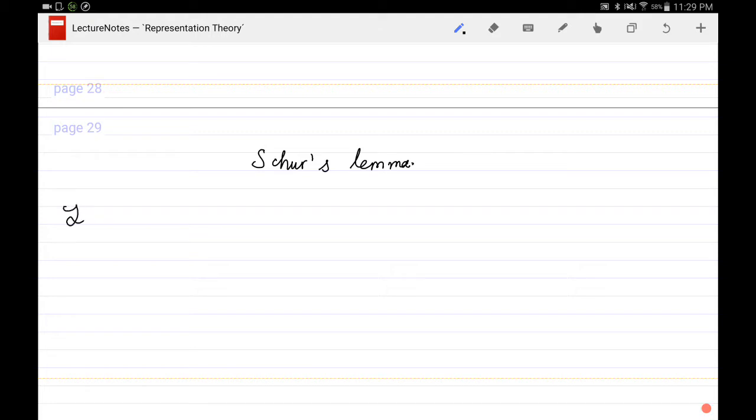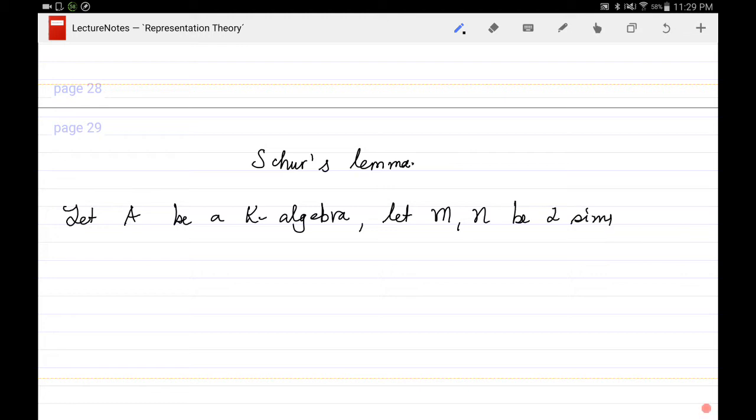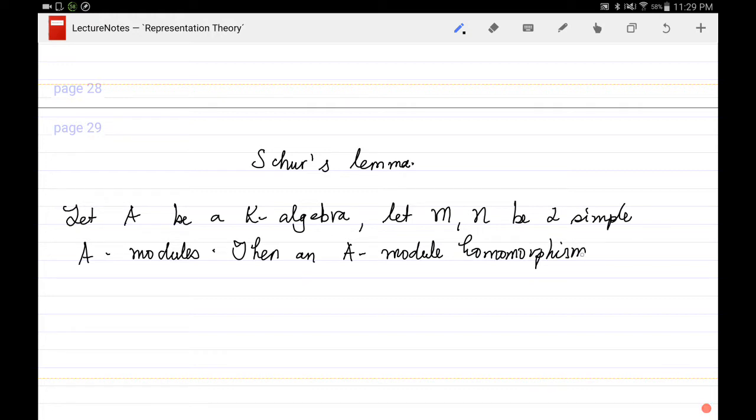Schur's lemma. Let A be a K algebra. Let M and N be two simple A modules. Then an A module homomorphism M to N is either the zero map or an isomorphism.